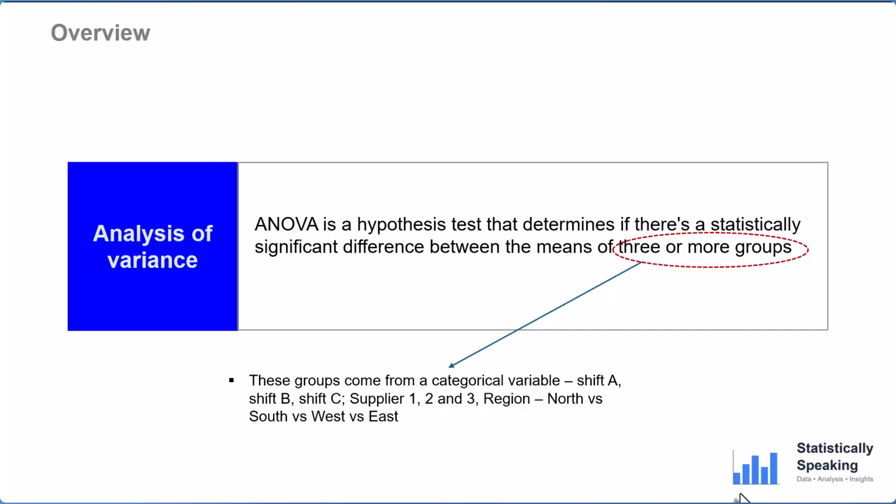So what's the difference in time across shifts? Do average sales vary across different regions? Is the average procurement time for supplier 1, supplier 2, and supplier 3 different? When you have to answer questions like these, you would use ANOVA.